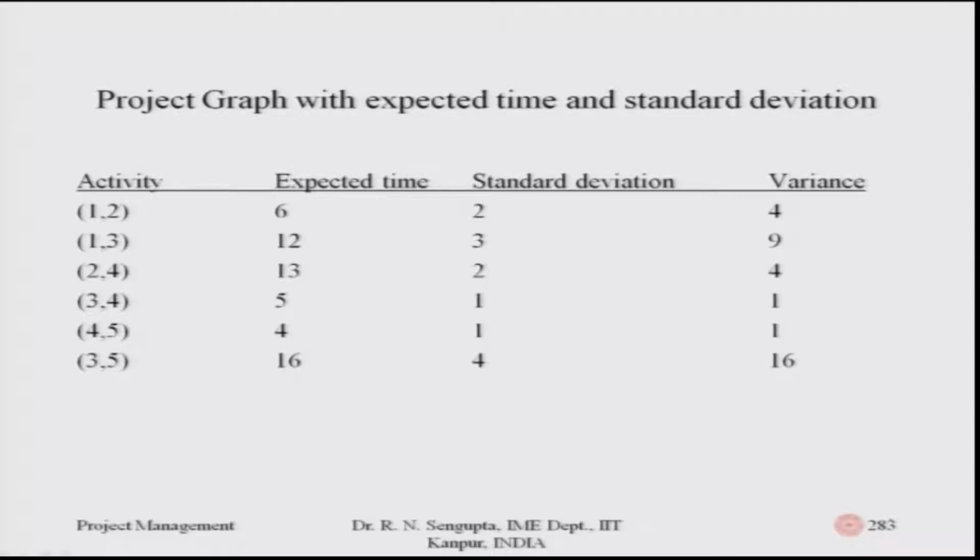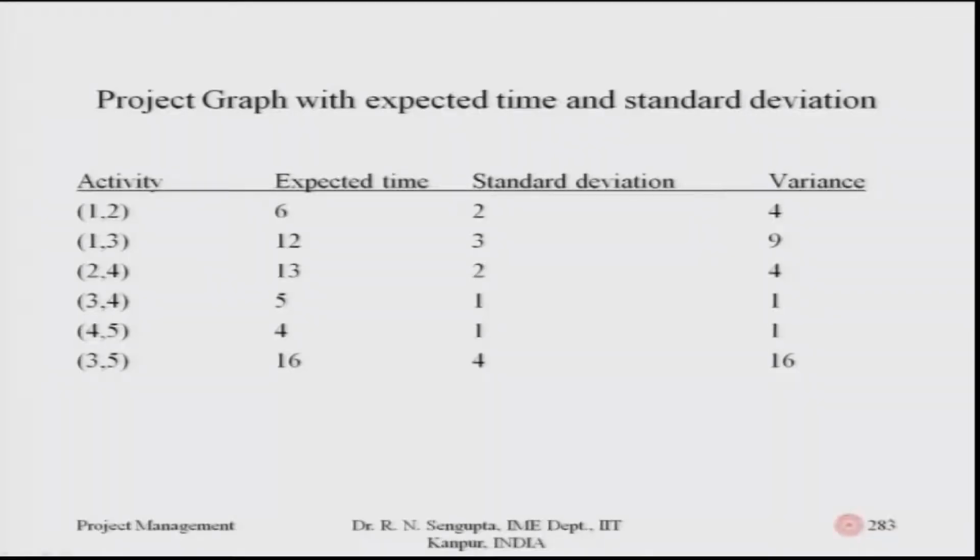So, in this problem, let us consider the activities are given in the first column, which is 1 2, 1 3, 2 4, 3 4, 4 5, 3 5. The expected time is given. This expected time considers that for the PERT method, the optimistic time, the pessimistic time, and the most likely time were given. Based on that information, you find out the second column, which is the expected time.